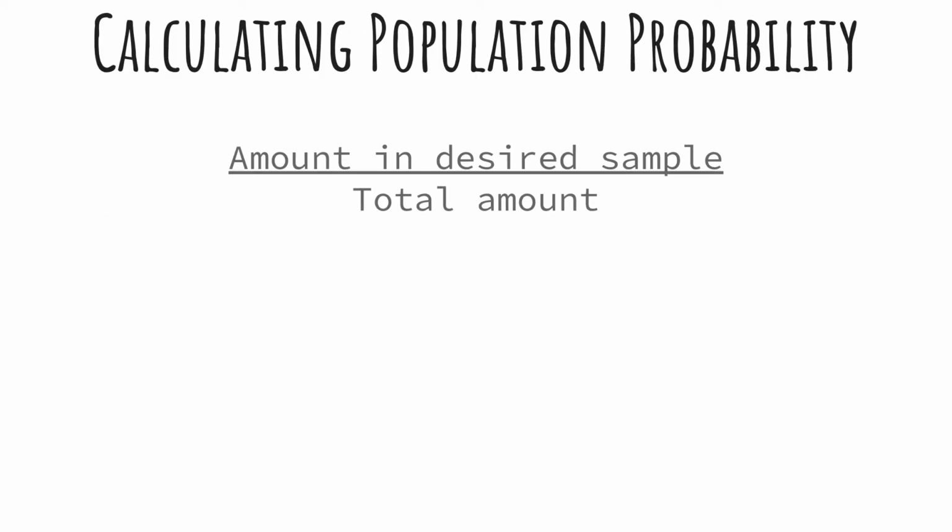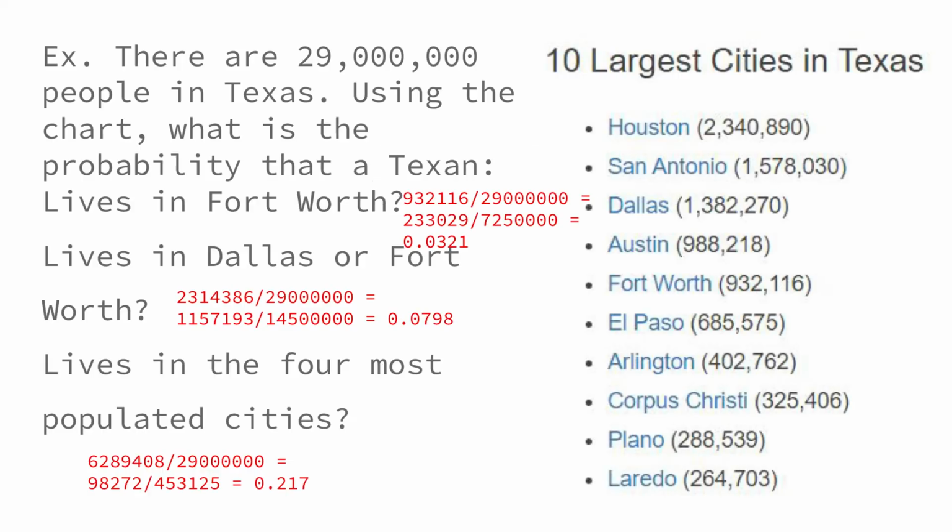All right, so we're going to do another example, and we're going to calculate the population probability. To do that, again, we're doing what we want over the total. So if I'm trying to find the probability of living in Texas, I'm going to put how many people live in Texas out of, let's say we're trying to do the probability of the United States, so how many people live in Texas divided by the total number of people in the United States.